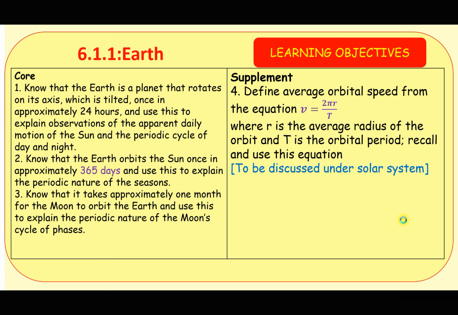In space physics, we are going to study 4 major important areas. One of them is the Earth. We shall talk about the Sun as a star. We shall talk about stars in general. We shall talk about the universe, and I think we shall talk about the solar system. So we are starting in chapter 6.11.